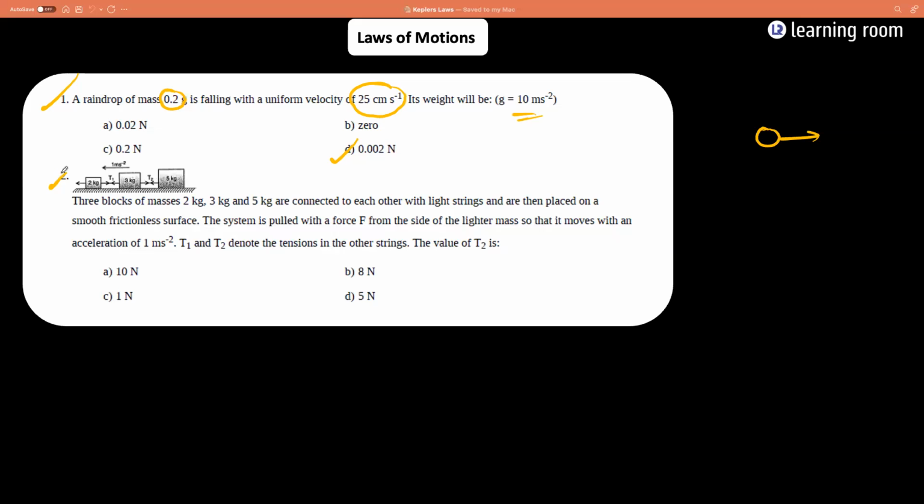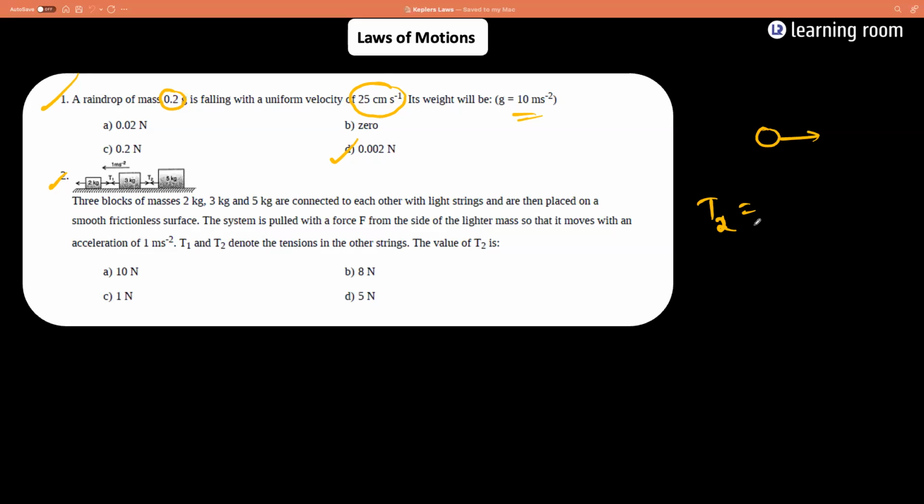Second, 3 blocks of masses 2, 3, and 5 kilograms are connected with each other with light strings and are then placed on a smooth frictionless surface. The system is pulled with a force F from the side of the lighter mass so that it moves with an acceleration of 1 meter per second square. T1 and T2 are the tensions. Find the value of T2. So acceleration is given. Can you tell me the value of T1 directly? Or can you tell me the value of T2 directly? Looking at the answer options you can see.